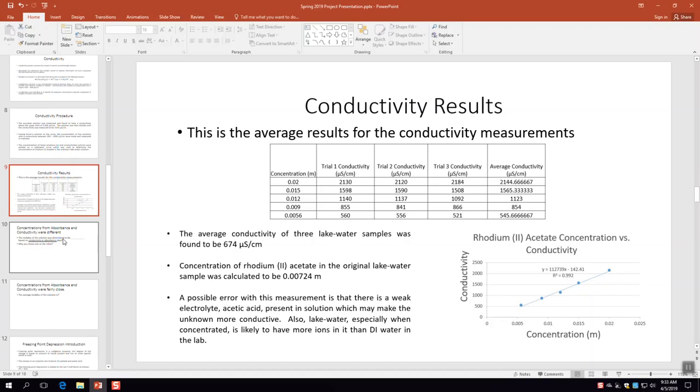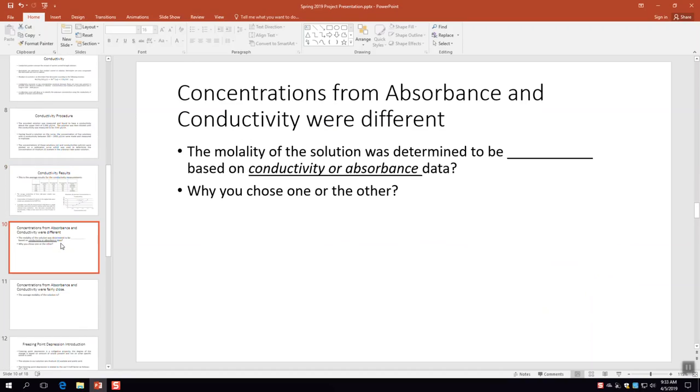So both of these things could have contributed to giving us an artificially inflated concentration of the rhodium-2 acetate based on our calibration curve. So now, I'm going to take a break from presenting the actual solution, and we're going to discuss something relative to your absorbance and conductivity concentrations. When you're performing this experiment and you're doing the project, you may find that your concentrations based on your absorbance and conductivity are either very similar or very different.